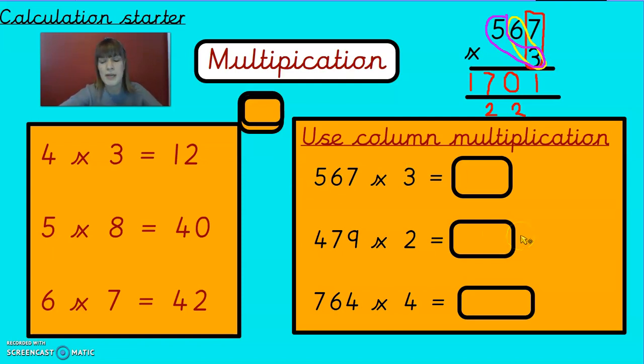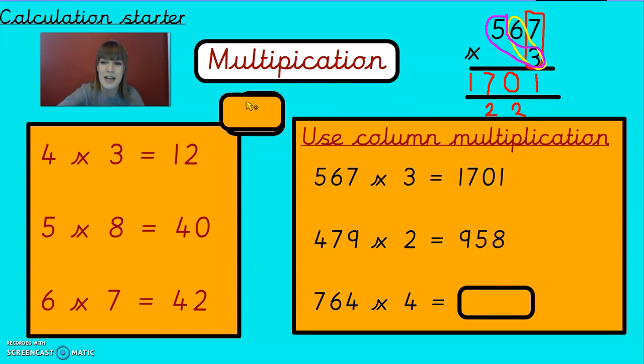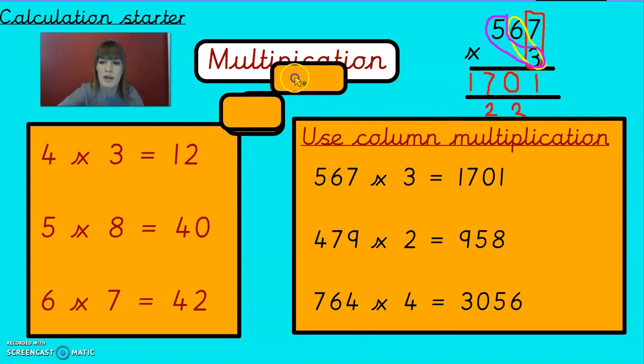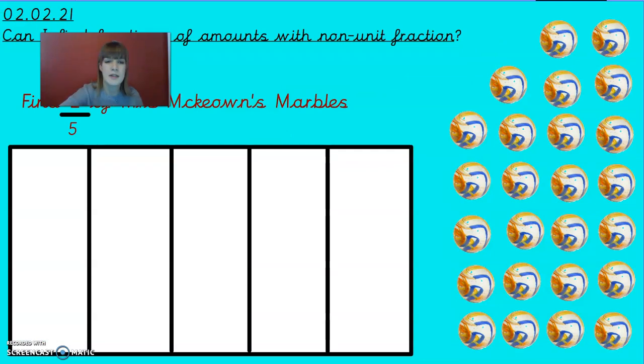Just keep ticking over them, keep them in your head, and keep being quick and confident with them. And then let's have a go at the column multiplication ones. So I've got 567 times 3, which is what I did up there, which is 1,701. 479 times 2 is 958. And then 764 times 4 equals 3,056. So a massive well done if you got all of those correct. Let's go on to today's lesson. Okay, let's move myself out of the way.